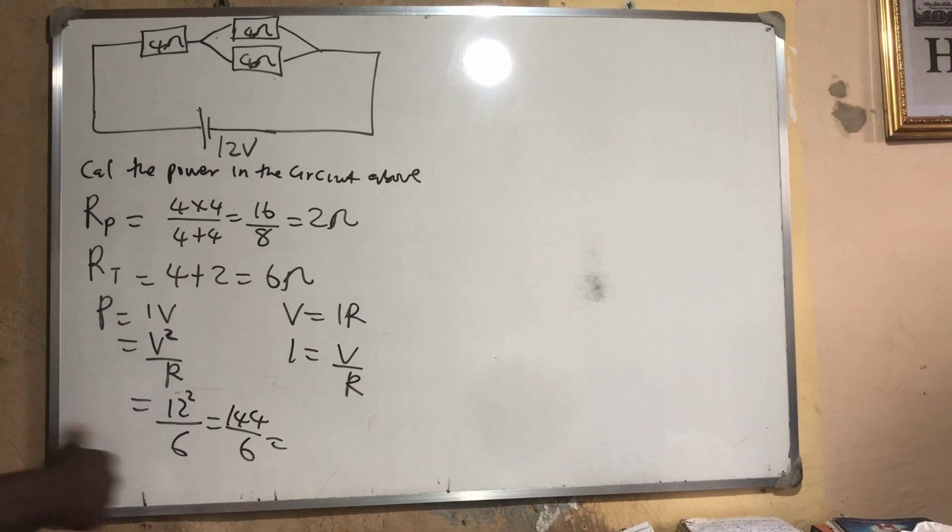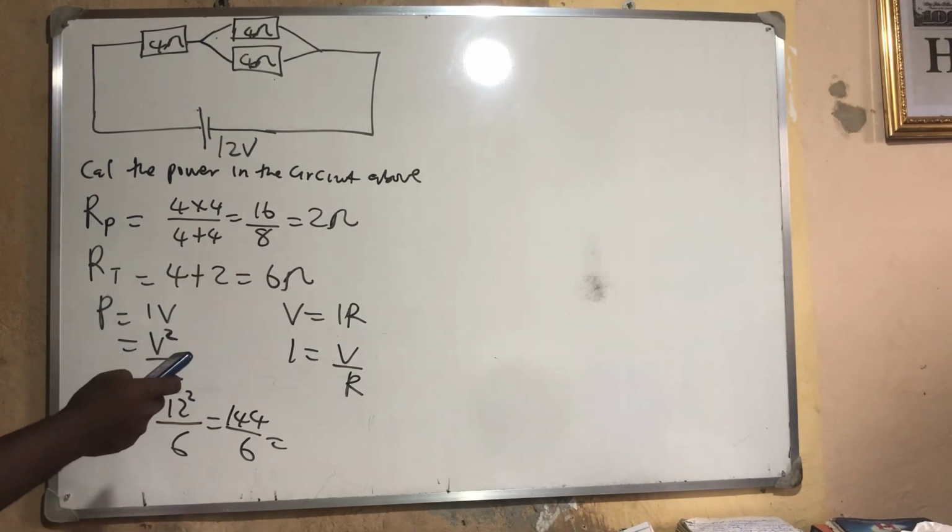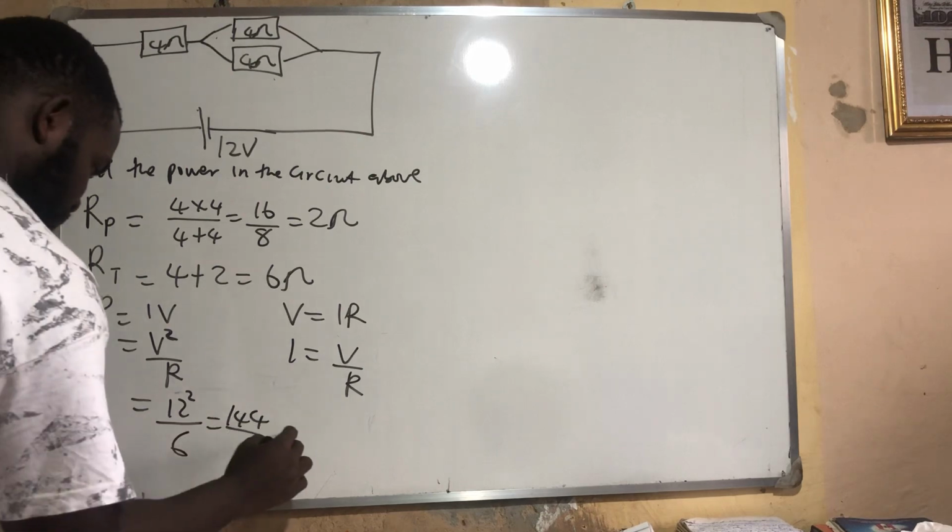So get the answer. 144 divided by 6. Okay, I have a calculator now. 144 divided by 6 is 24. So I have 24 watts.